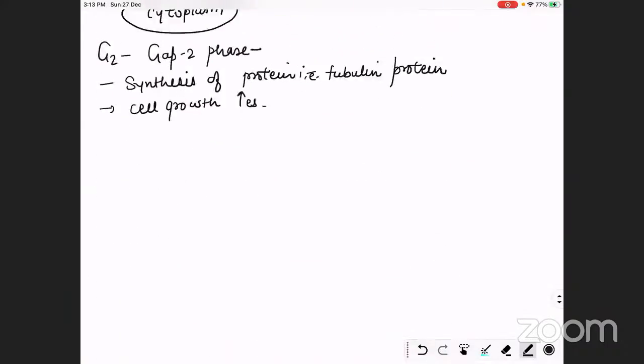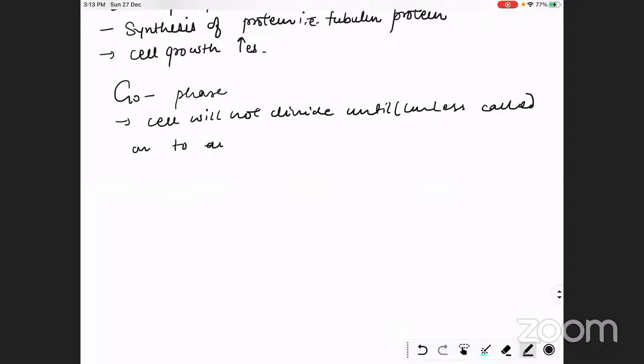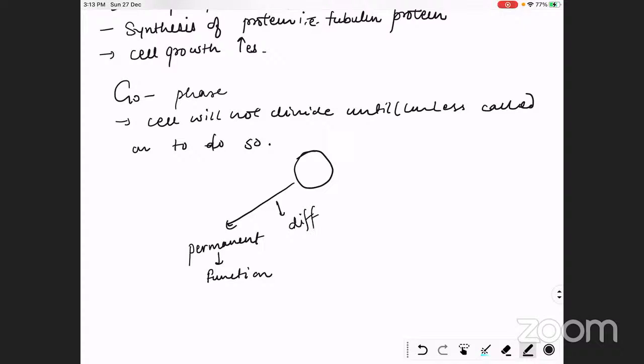Now, in the quiescent phase or G0 phase, cell will not divide unless called on to do so. Now, let's take an example of the meristematic cell, a cell which divides. Okay, a meristematic cell becomes a permanent cell. Now, this permanent cell will have some functions. It will not divide. Now, this thing is known as the differentiation.